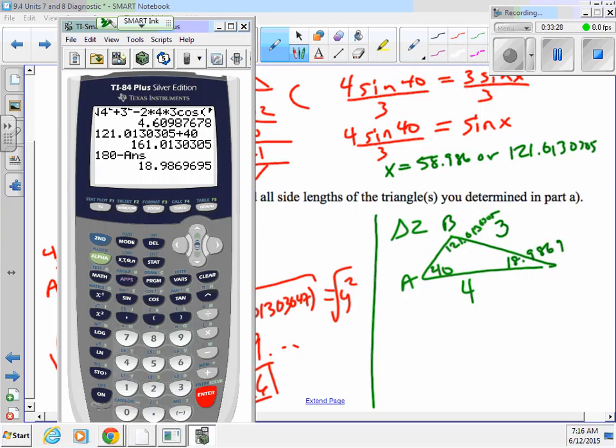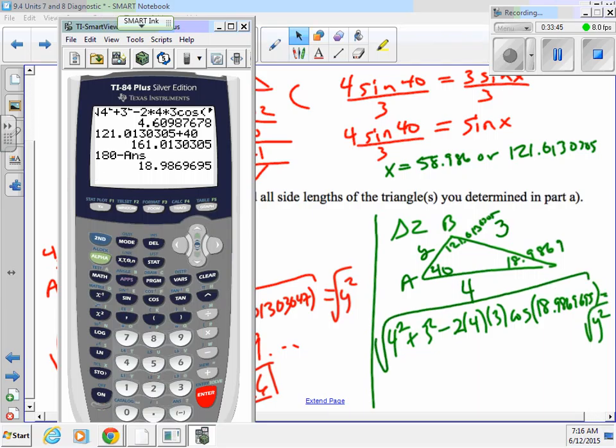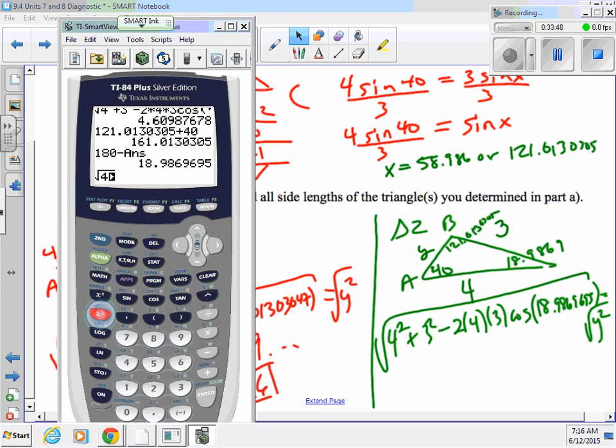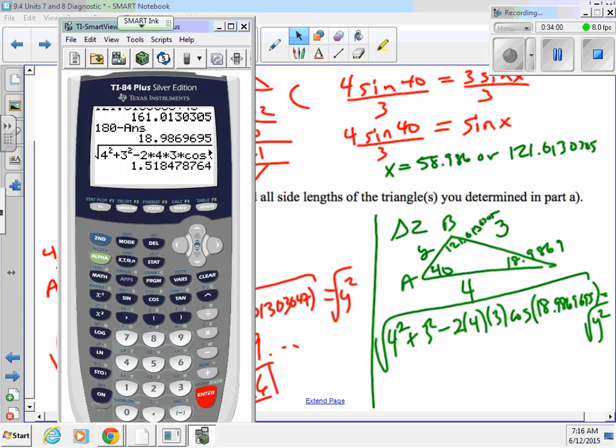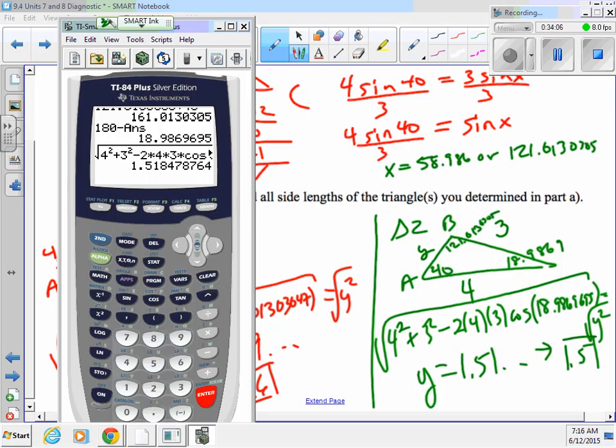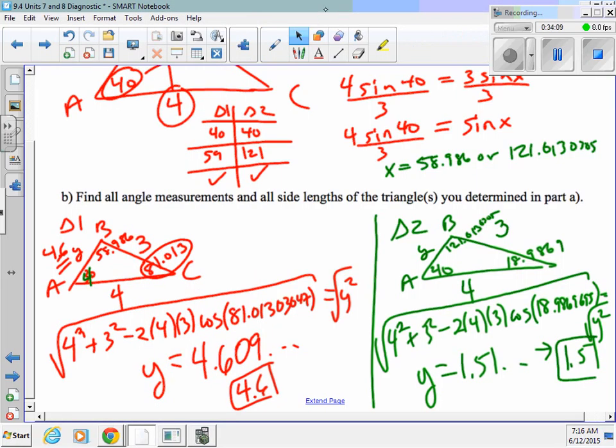18.9869. And then I can use the law of cosines similarly. I have 4 to get y. 4 squared plus 3 squared minus 2 times 4 times 3 cos of that 18.9869 is y squared. So the square root of that will give us y. So we have the square root of 4 squared plus 3 squared minus 2 times 4 times 3 times cos of this angle. Enter. I get 1.51, which if I round it off to the nearest tenth is 1.5. Woo! Okay, one more, and then we're good to go here.